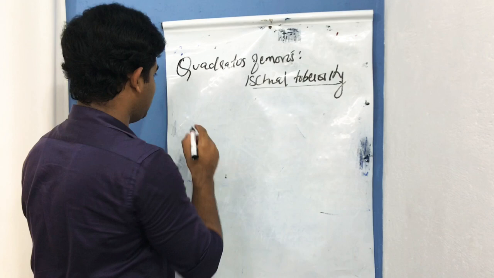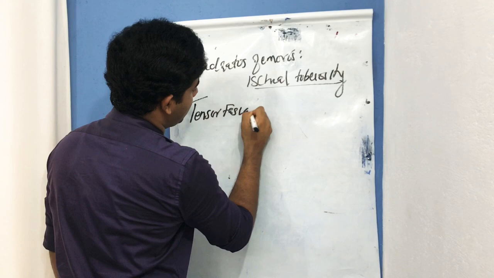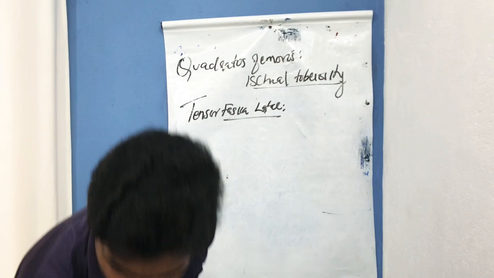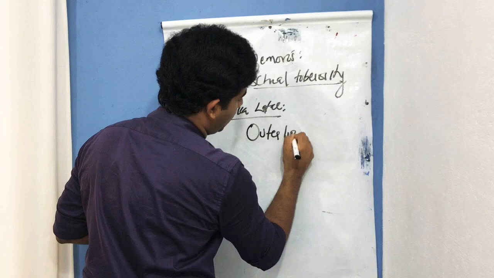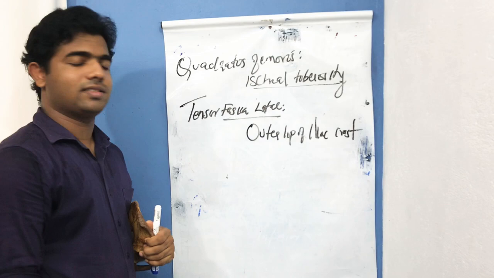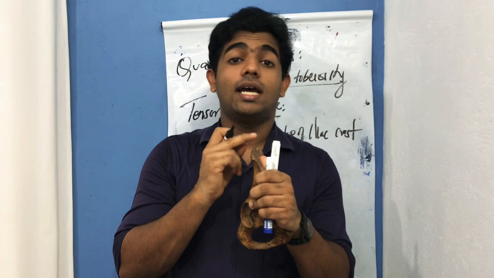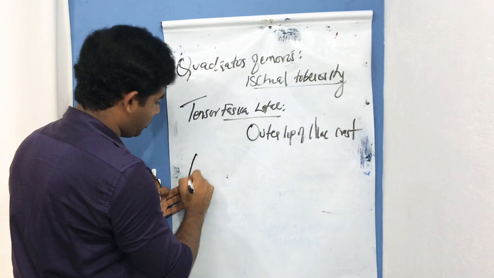Now you have the tensor fascia lata. Okay. You have the ilium, right? Then you know there is an outer lip and inner lip for the iliac crest. This is arising from the outer lip of the iliac crest. That's simple. This tensor fascia lata is indeed arising from the outer lip of the iliac crest. Clear? Yes.